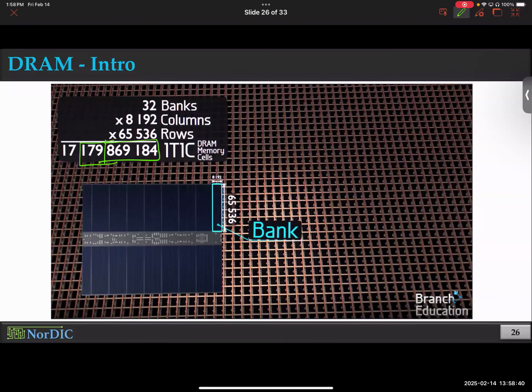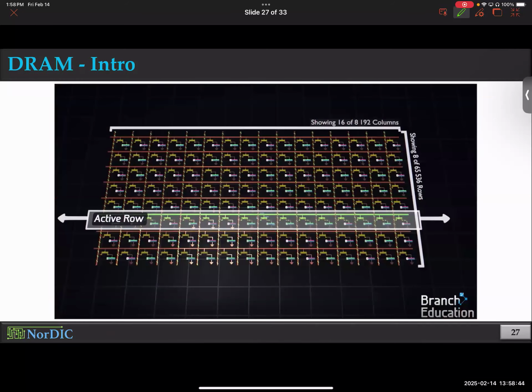So it's more than 17 billion 1T, 1C cells. So you're dealing with a lot of devices here. Okay, and when we draw these circuits and arrays, they don't look like much, but there is a humongous amount of cells that we have to deal with.